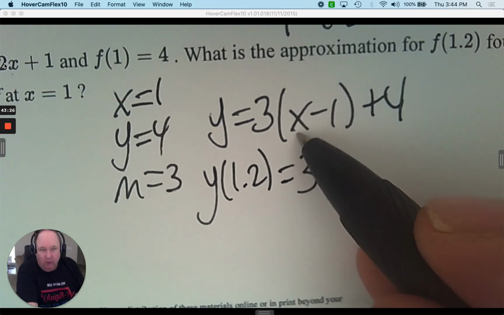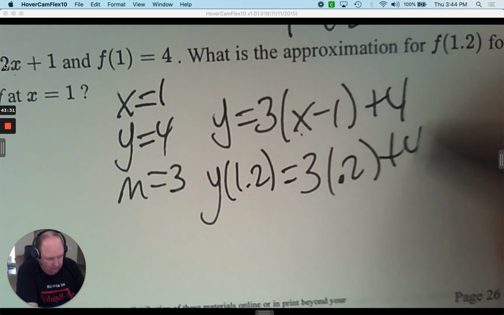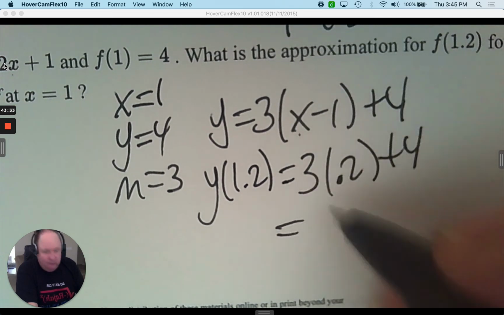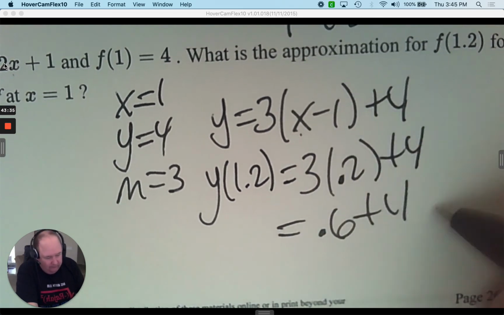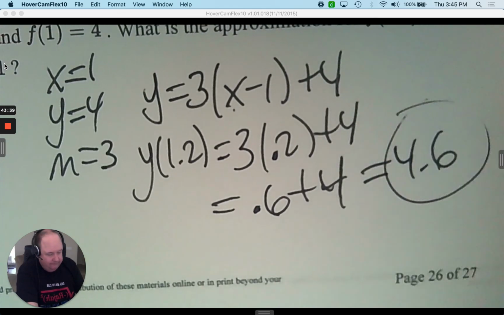So if I plug 1.2 in, 1.2 take away 1 is 0.2. 0.2 times 3 is 0.6. And then if I add them together, it's 4.6. And it's over. That's the answer.